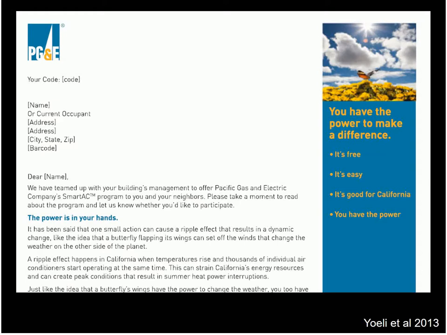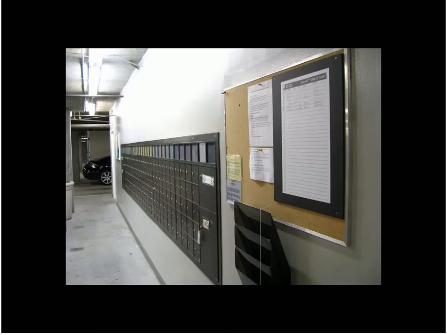And so it sent over 1,000 people a flyer of this variety. I mean, if you have a chance to make a difference, it's free, it's easy, it's good for California, you have the power, and so on, and says sign up for this thing. And the experimental manipulation of observability worked as follows. In each case, in order to sign up for the program, there was a sign-up sheet posted in the mailroom of each of these buildings, and you had to sign up for it.